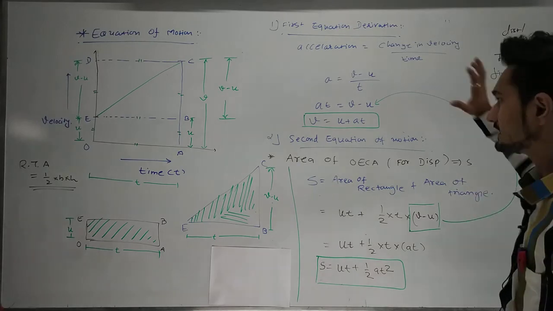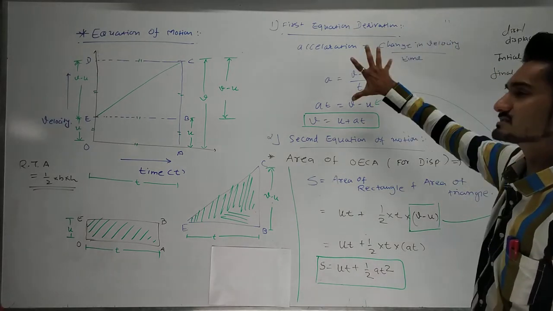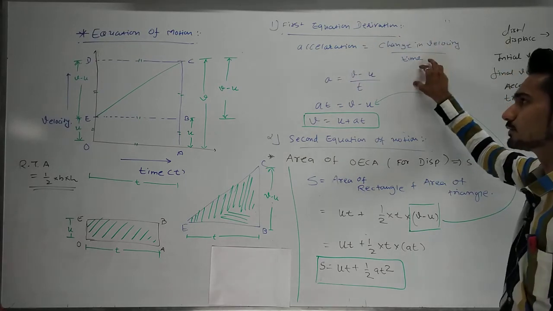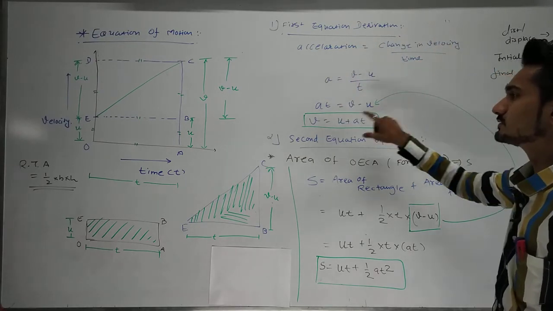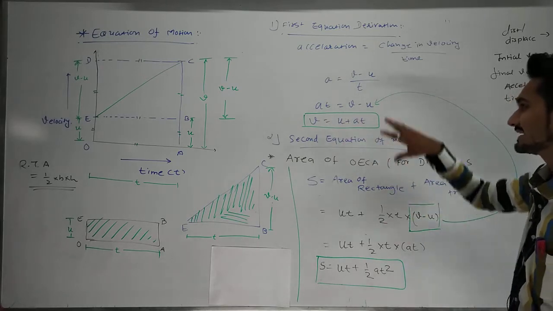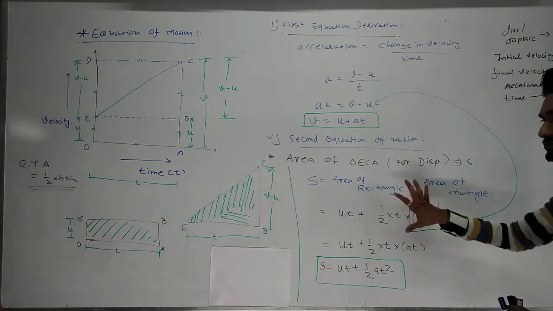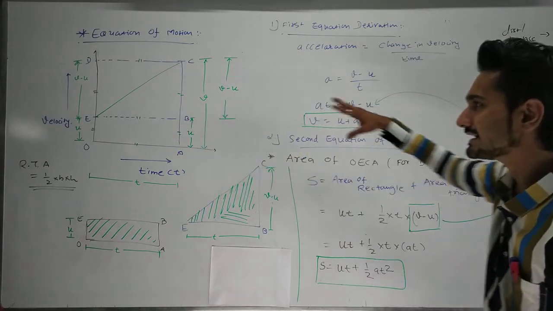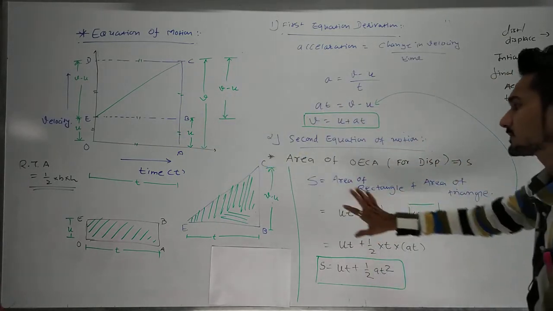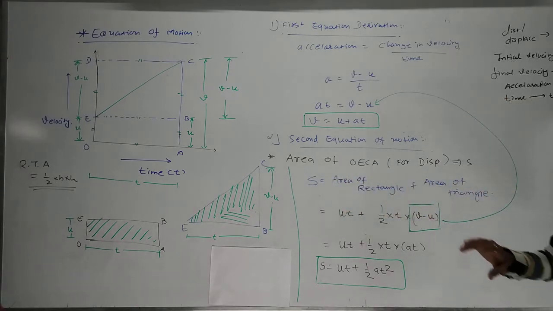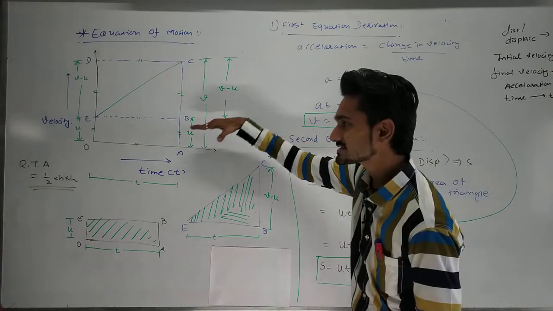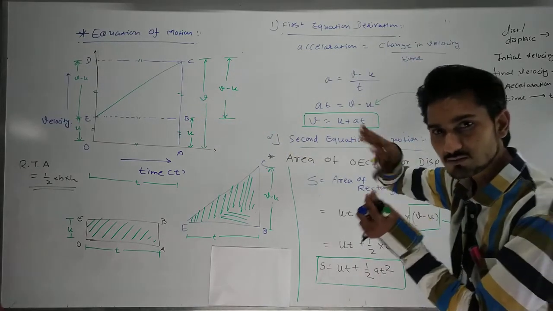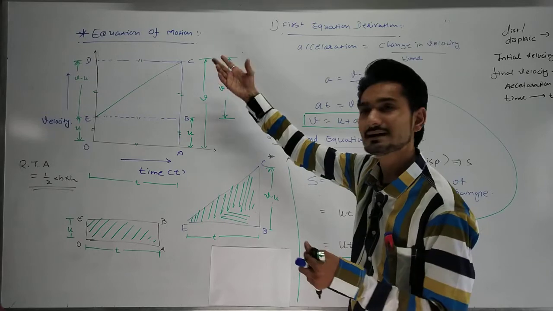So again I will repeat: first is the equation for the acceleration. We find the acceleration by the change in velocity upon time. You can put in all the values and get the first equation very easily. Now, when we start the second equation's derivation, we need to find the area regarding the displacement. For that we divide this whole part into sub-parts, the rectangle and the triangle.